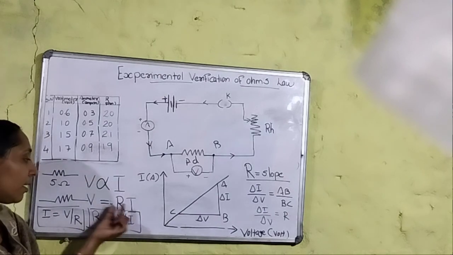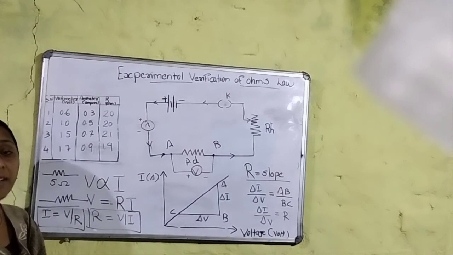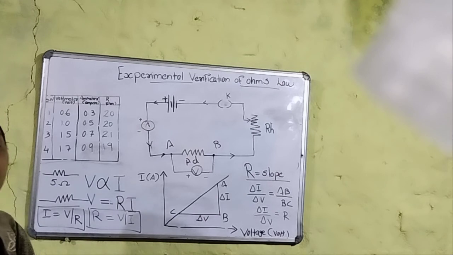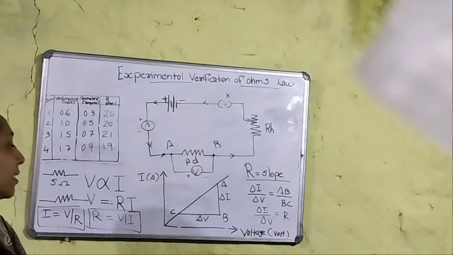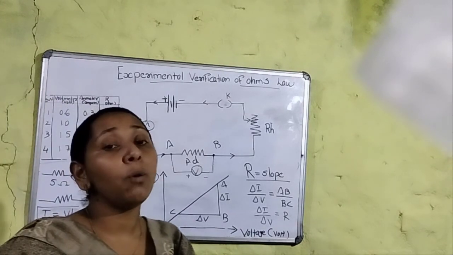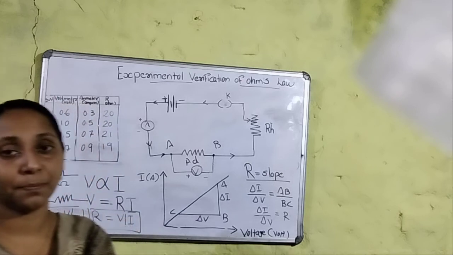This R is called resistance. And what is a resistor? The resistance in some electrical equipment is called a resistor. What is the symbol of this resistor? Ohm is the unit of resistance. Okay.